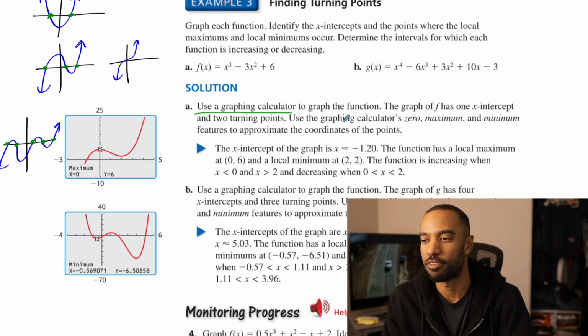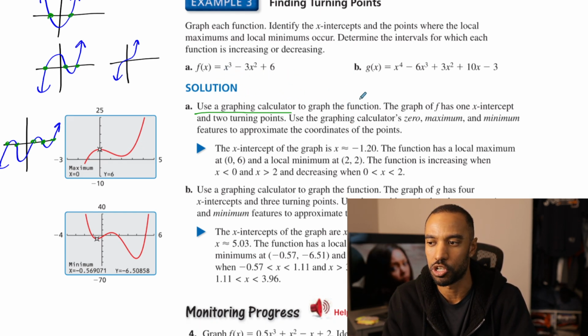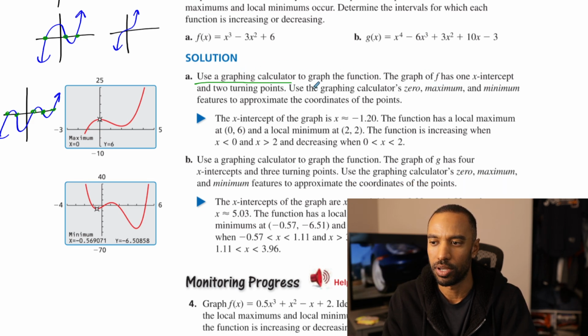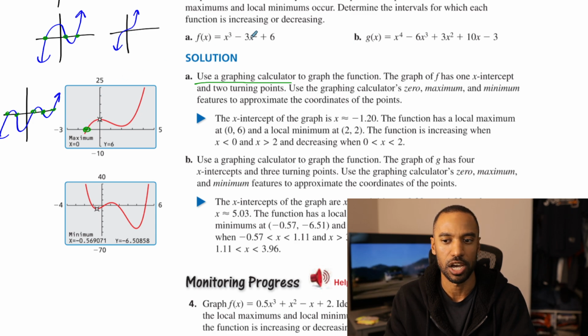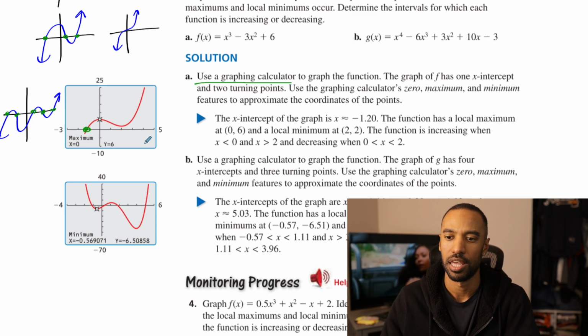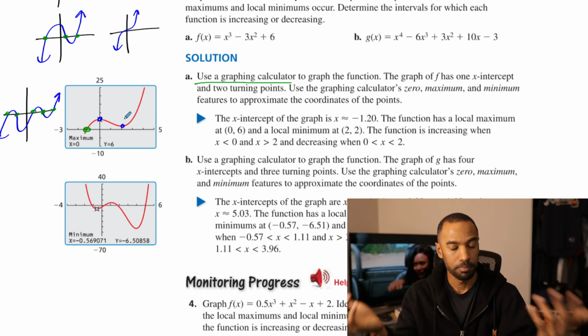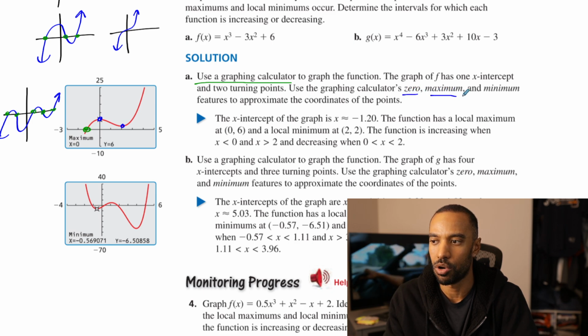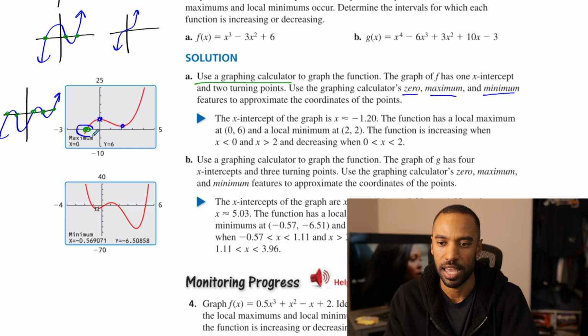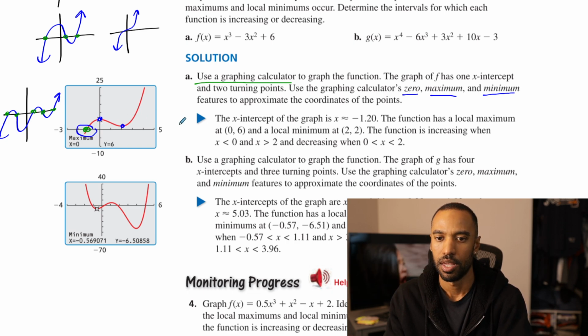So use a graphing calculator to graph the function, you plug it in, and then you look at the graph. The graph of x has 1 x-intercept and 2 turning points. We can tell by looking at it. There's the x-intercept. Here are the 2 turning points. Here's a max, here's a min. Where are they exactly? We're going to let the calculator help us. There are features called zero, max, and min to help find these. The zero helps us find the x-intercept.